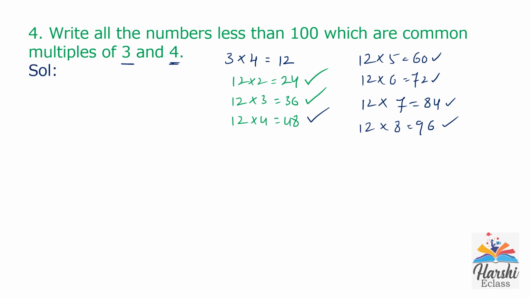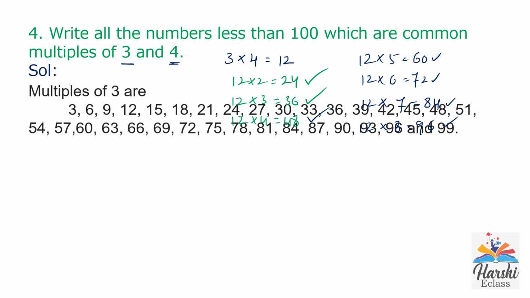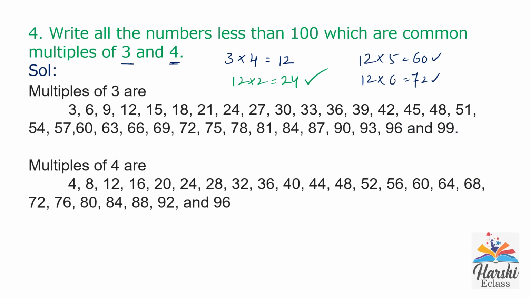You can check by writing the multiples of 3 and 4 also. Here the multiples of 3 are, all the multiples I have written. Then the multiples of 4 which are less than 100. Now try to find the common multiples of both 3 and 4.